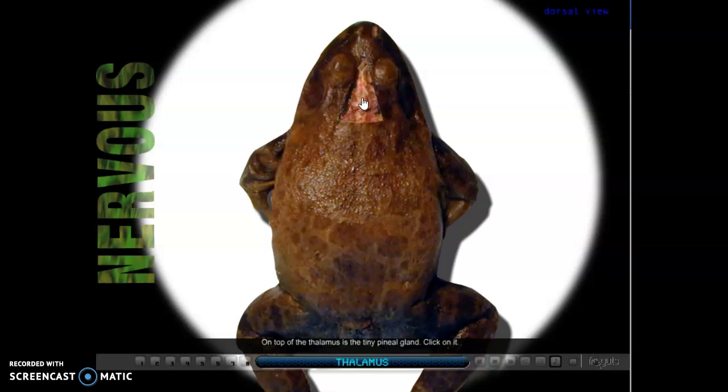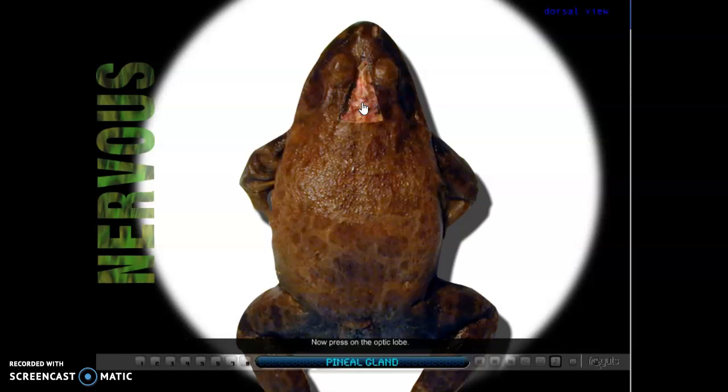On top of the thalamus is the tiny pineal gland. Click on it. The pineal gland regulates other glands of the endocrine system, and in humans is responsible for the production of melatonin, a hormone necessary for sleep cycles. It is speculated that the frog's pineal gland has similar functionality.